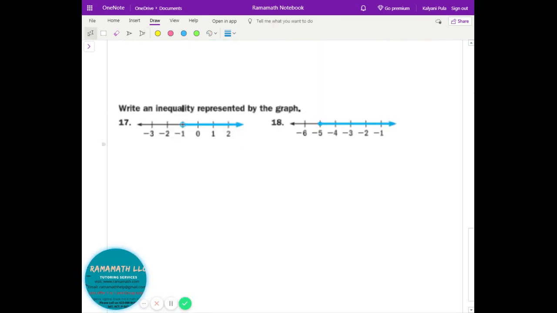They give you the graph, but we're going to write the inequality for them. Okay? So when you write the inequality, it's very simple. First of all, look at this. Let's write it down, x. Then you see this is an open circle. That means it's going to be either less than or greater than. It says x is more than negative 1. So it's going to be x greater than negative 1. That's it. That's all you need to do.